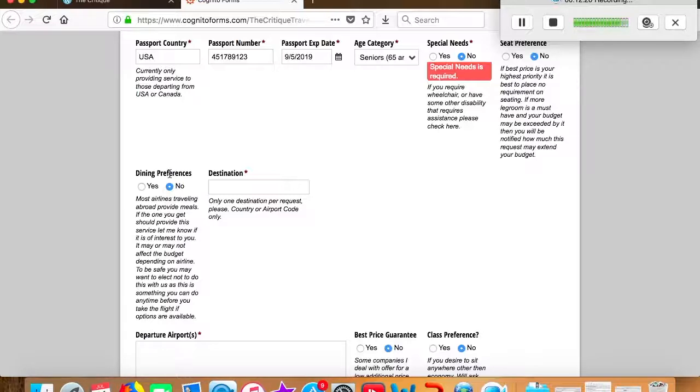Not for dining or anything like that. Okay, so here we have destination. On this particular booking bid, you can only choose one destination.